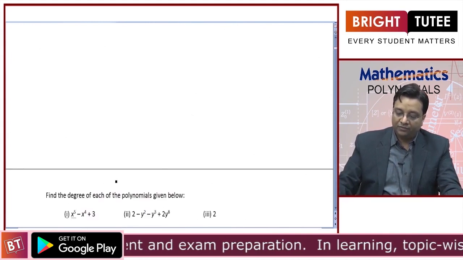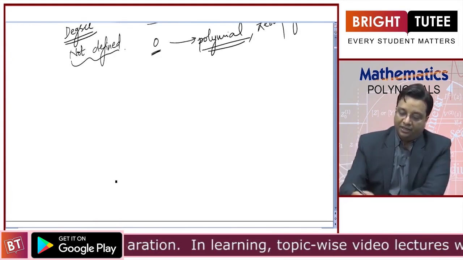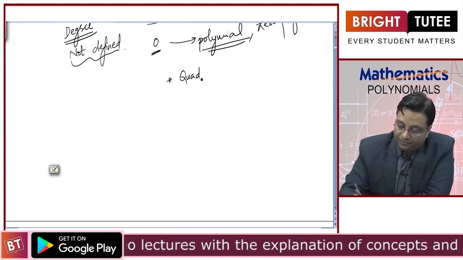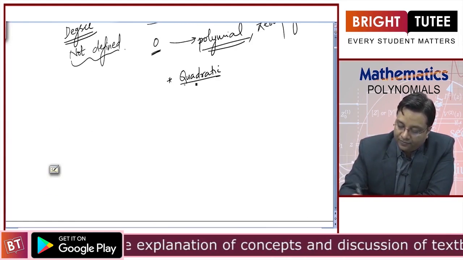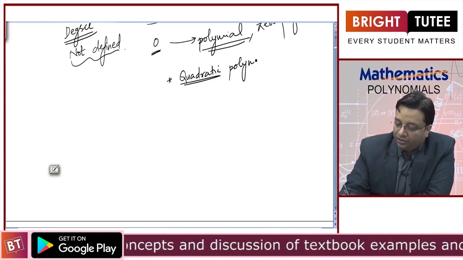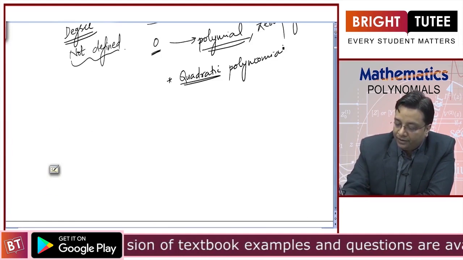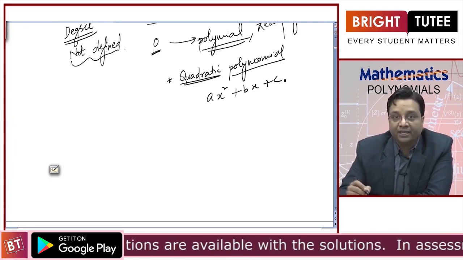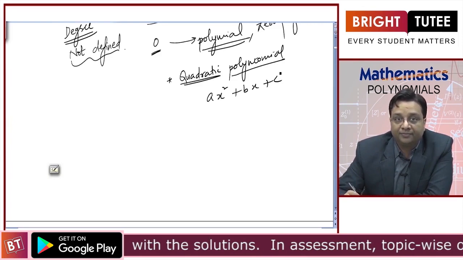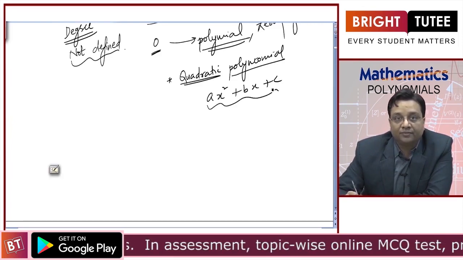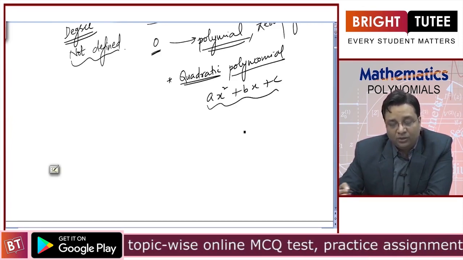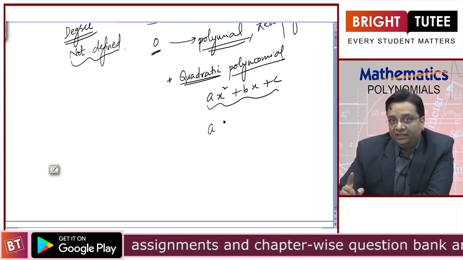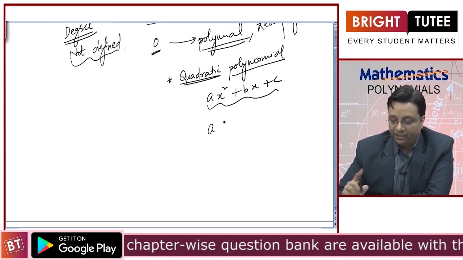Now, let us look at one more interesting thing here. Let us say we have got a quadratic polynomial. If I write it as ax square plus bx plus c, how many terms are there? There are 3 terms, right? Can there be 4 terms in a quadratic polynomial? Let me try. Highest power of x has to be 2, okay?